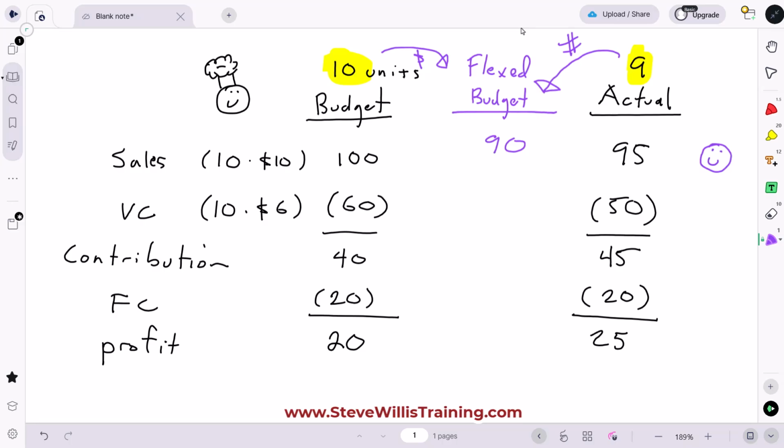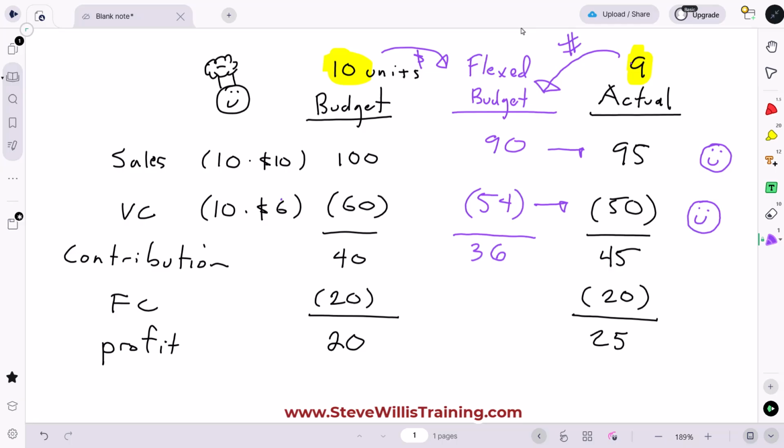That's for another day. Now, when we produce 9 meals, it should cost 54, right? 9 times 6, 54. It did cost 50, so look at that. That's more good news. So look at that. I'm comparing the flexed budget to the actual. Now, when we get to the next line, we've got a 36. That would be 9 times 4, so that checks.